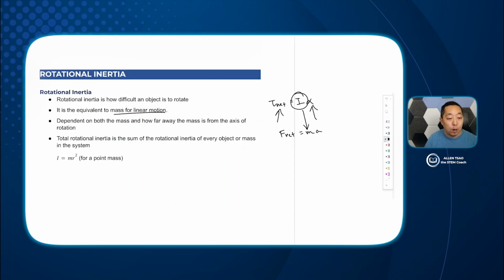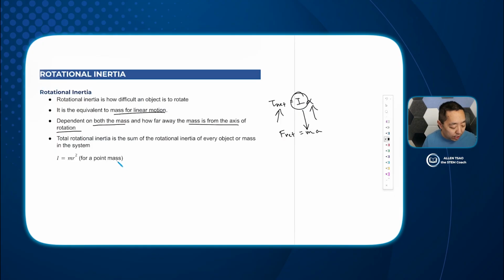However, the mass is not the only thing that matters. Also how far away the mass is from the axis I'm rotating around. If I hold it like this, it's actually much harder. I have to put more effort in, and it feels harder to rotate than here. Same mass, same book, but the fact that it's further away makes it harder to rotate. So the rotational inertia depends on two things: both the mass itself and how far the mass is from the axis of rotation.